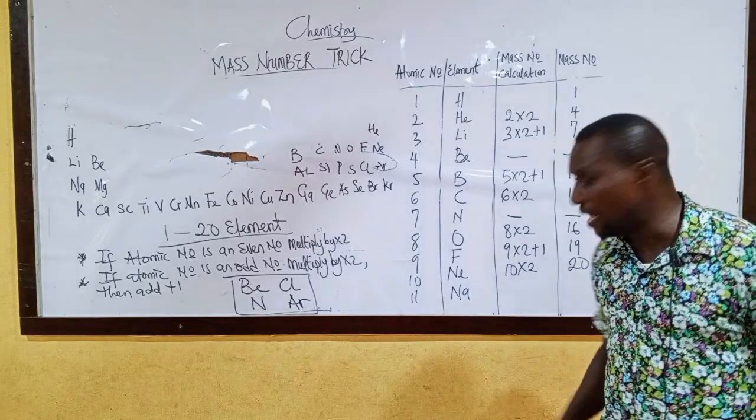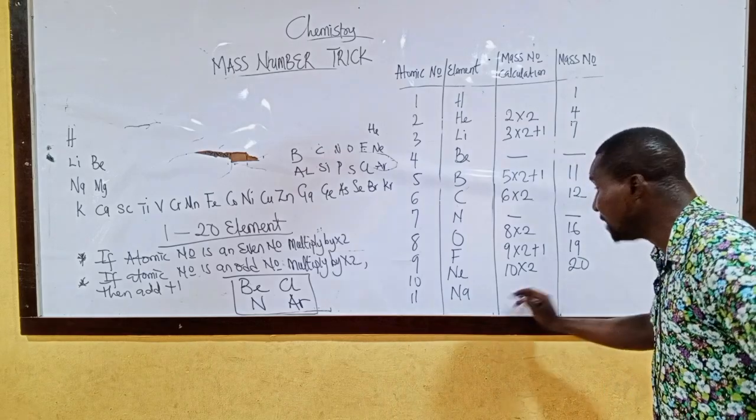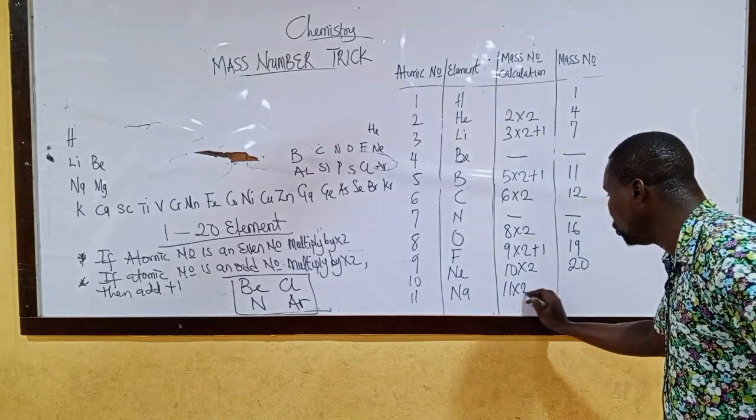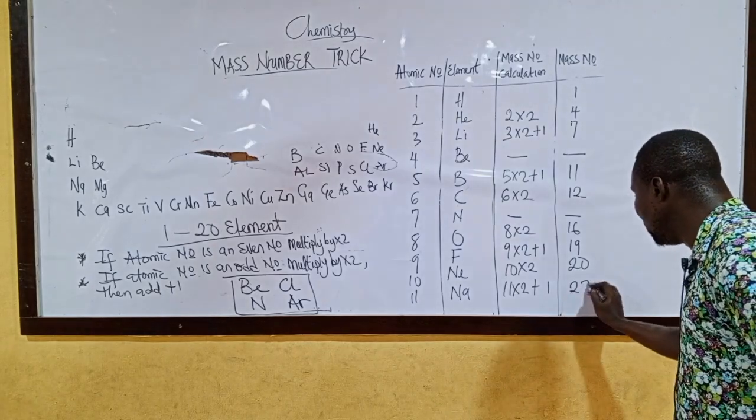11, that is what? Sodium. Sodium is 11. That means atomic number 11 is what? Odd number. What do we say about odd numbers? Multiply by 2, add 1. 11 times 2, 22. Plus 1, 23.